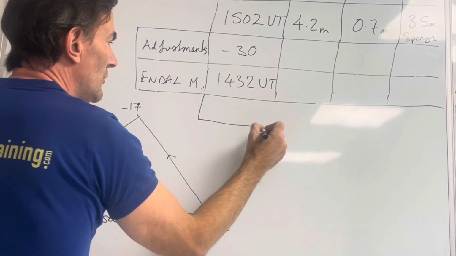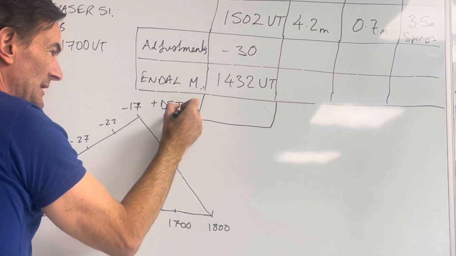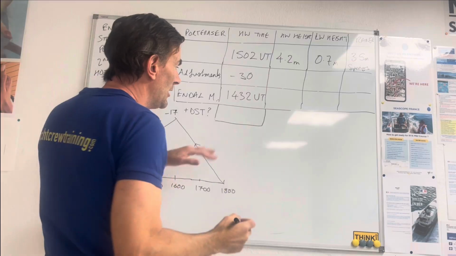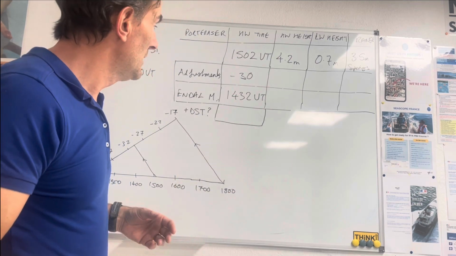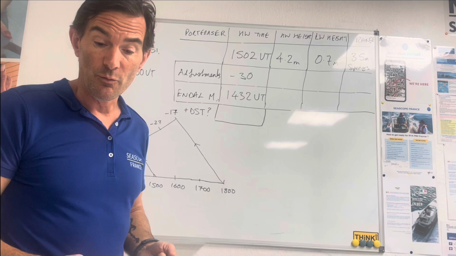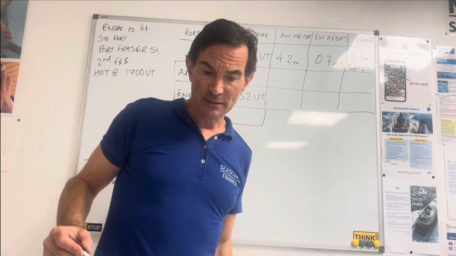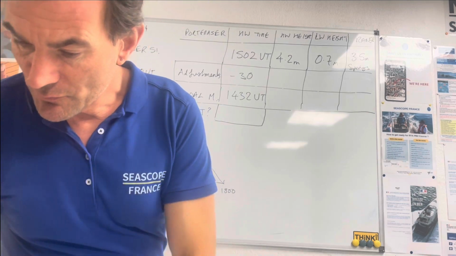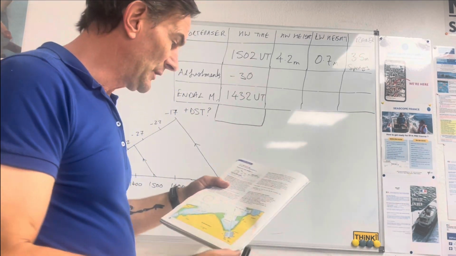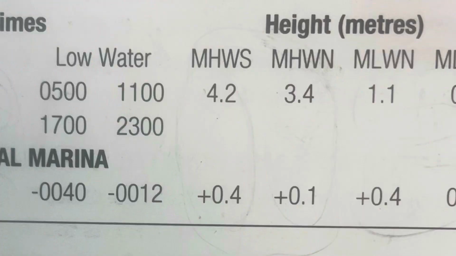I would normally put a little box here because we would need to have a think about DST at this point. Not applicable in this question, but if it was a question involving DST, this is where we would put it in. Now we're going to adjust the high water height, and that's 4.2 meters. We look at our corrections table again, and we can see that if the height is 4.2 meters, then that happens to be an adjustment of plus 0.4.